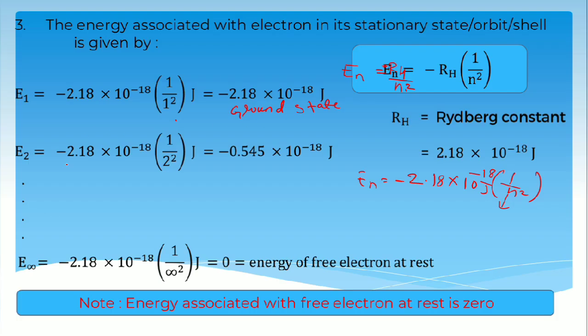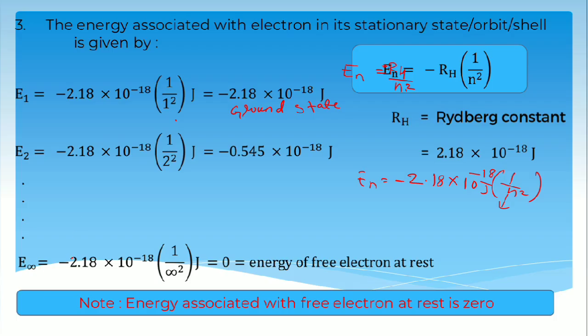When n equals 2, the value will be minus 0.545 into 10 to the power of minus 18 Joule. This energy is less negative than E1. Therefore, the electron in the second orbit has higher energy than the electron in the first orbit. At last, E infinity.